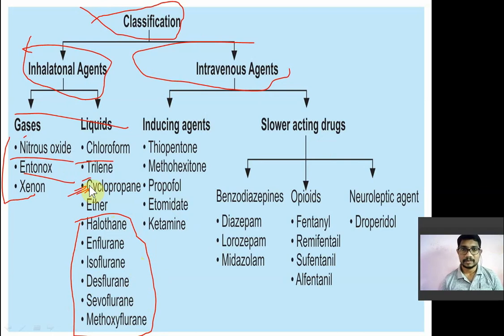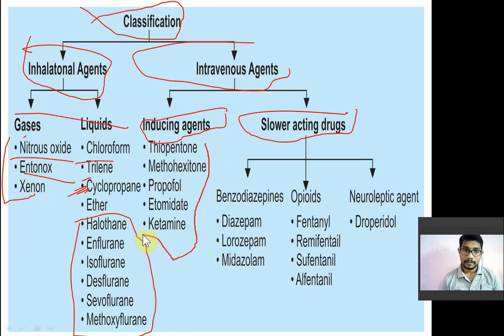Now the next category is the intravenous anesthetics, mostly short acting barbiturates are used. Intravenous anesthetics are classified into two classes. First is inducing agents, and second is slower acting drugs. Inducing agents, for example, thiopentone sodium, methohexitone, propofol, etomidate, and ketamine. These are known as inducing agents.